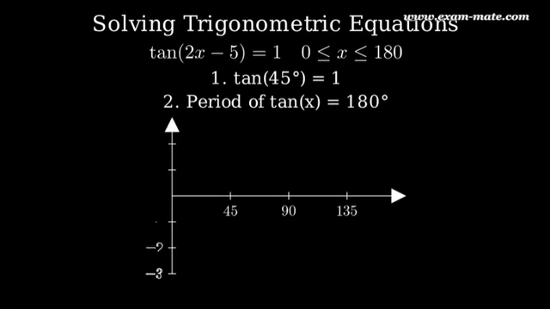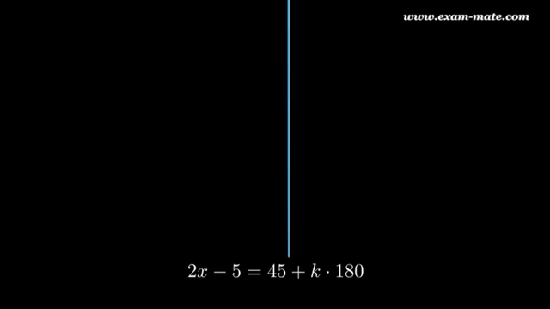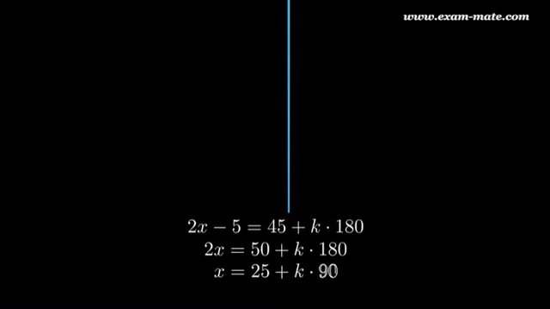Let's visualize this on a graph. Here's our coordinate system, and here's what the tangent function looks like. Since we know that tangent equals 1 at 45 degrees, we can write 2x + 5 degrees equals 45 degrees plus k times 180 degrees, where k is some integer. Let's solve this equation for x. First, subtract 5 degrees from both sides. Then divide everything by 2.